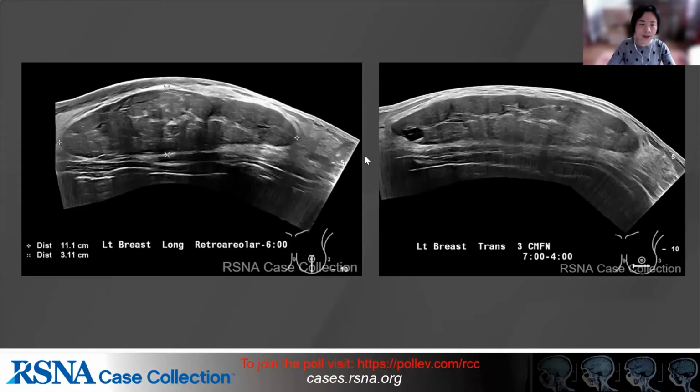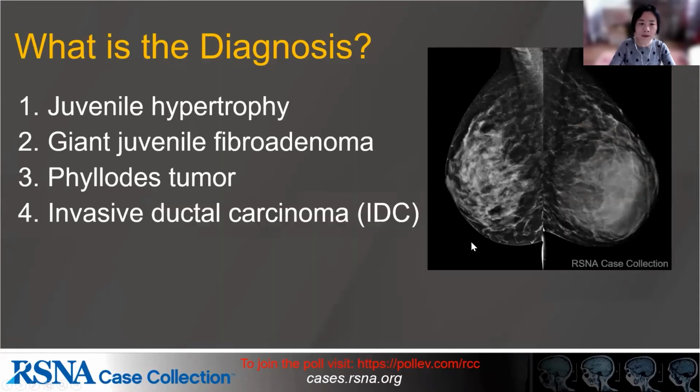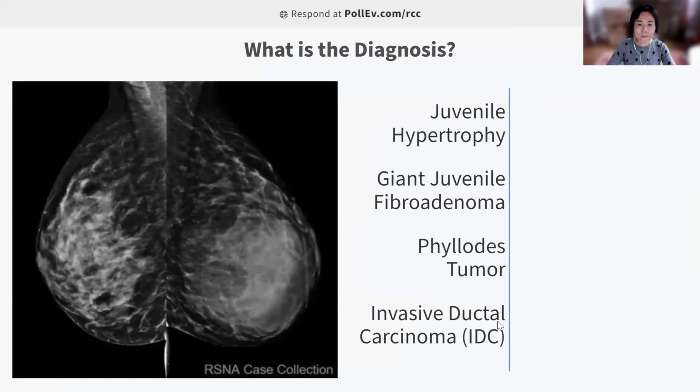And as you can see, take a moment, look at the margins of the mass and look at the internal echo texture of the mass. And here's a Doppler image that shows presence of internal vascularity. So knowing that, what is the answer? And you can go ahead and begin to enter on the poll.